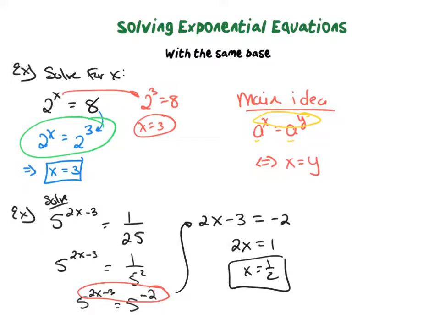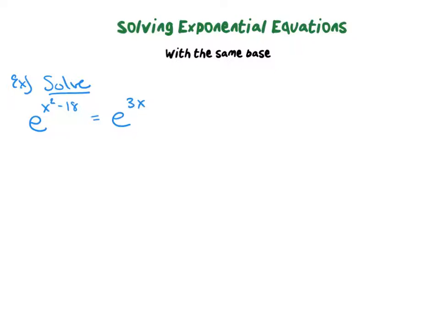Let's try some harder problems. Here's a cool one. Let's solve for x the equation e to the x squared minus 18 equals e to the 3x. Now, actually, a lot of the heavy lifting is already done here. The left-hand side has a base e, and so does the right-hand side. So the only way that these two expressions can be equal, since the bases are already equal, is if the exponents are equal. So x squared minus 18 equals 3x.